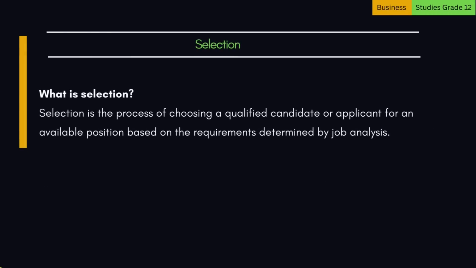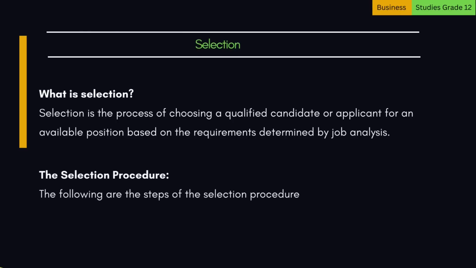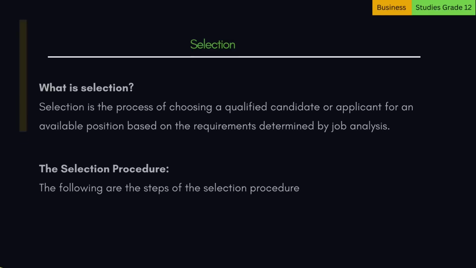What is selection? Selection is the process of choosing a qualified candidate or applicant for an available position based on the requirements determined by job analysis. The selection procedure. The following are the steps of the selection procedure.